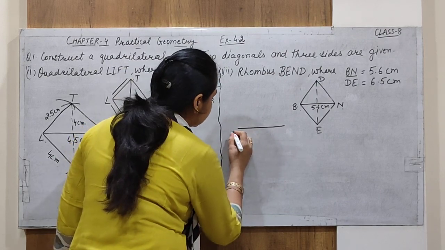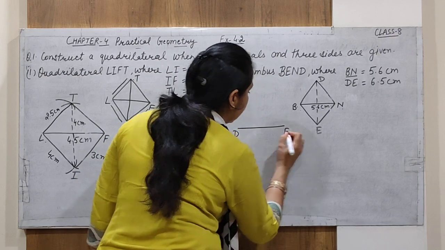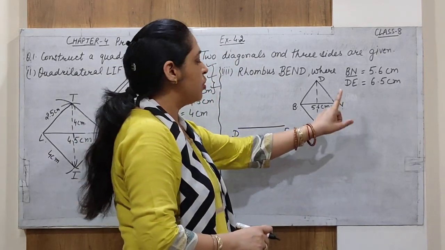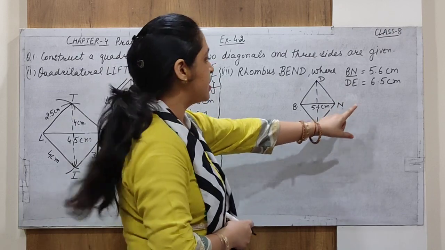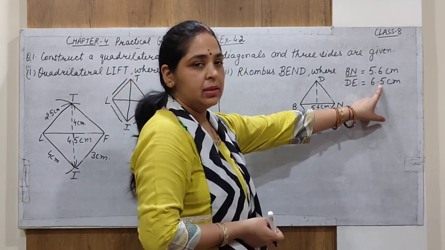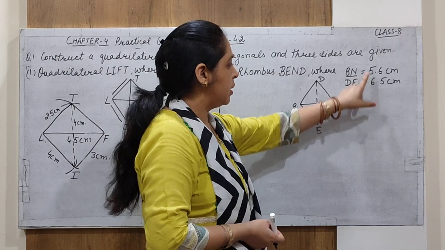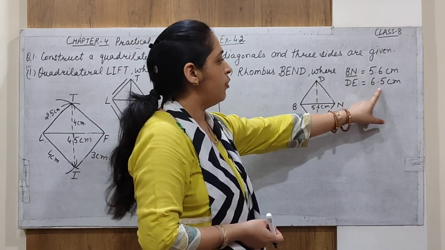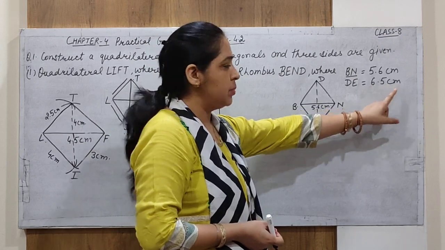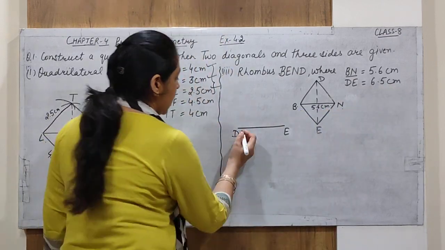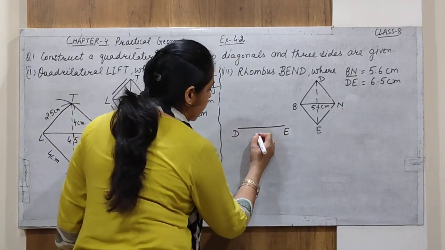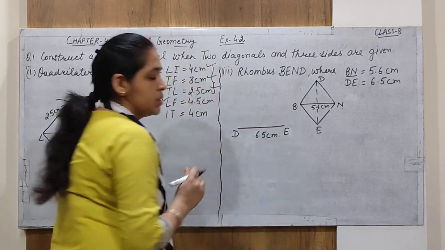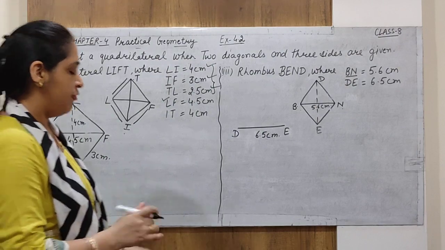Now let us start with DE, because the length of DE is greater than the length of BN. Preference is given to the greater length, which we find by comparing these two diagonals. BN is 6.5 centimeters, so we select DE, and this is 6.5 centimeters.